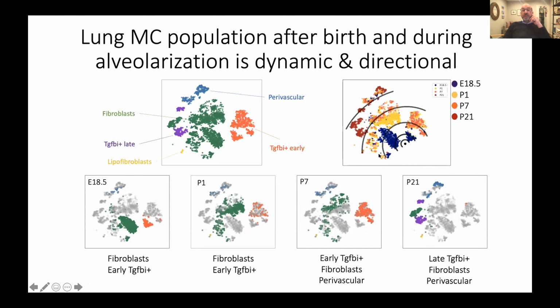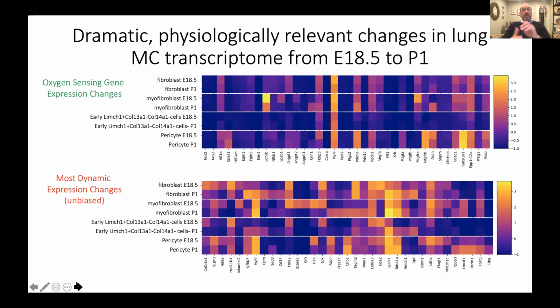This maturation occurs in a sequential fashion, and it moves outward. You can see these are the only cells present in fetal life, and there's an increased complexity over the first 21 days. We also were able to look at the transcriptome, and these plots demonstrate that specific oxygen sensing genes change rather dramatically.